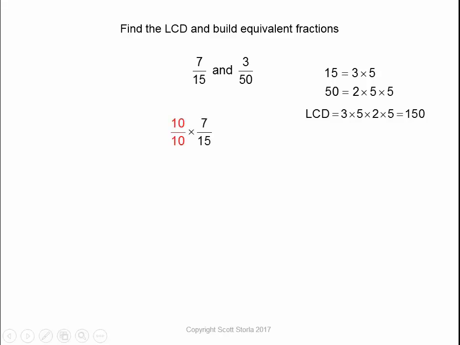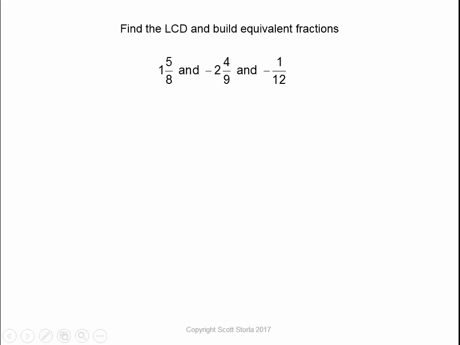For my second fraction, I'm starting with 50, and here that is, you can either think of it as 10 times 5 or 25 times 2. In either case, here's my factor of 50. I need a factor of 3. So the form of 1 I'll use is 3/3. My first fraction becomes 70/150, and my second 9/150.